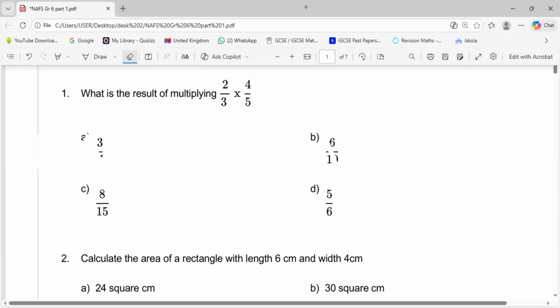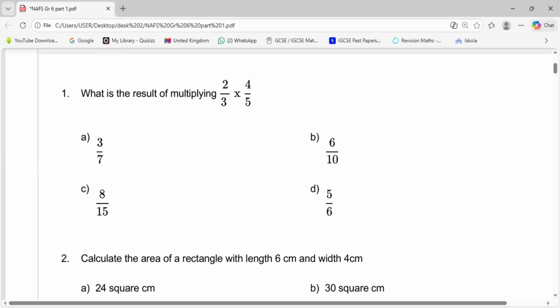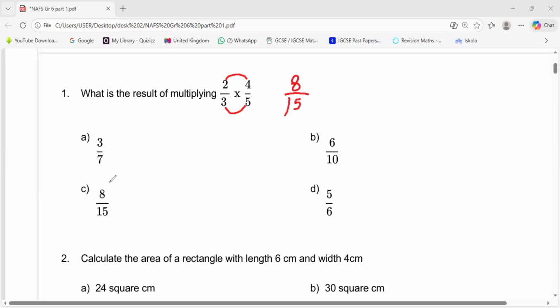The first one. What is the result or product or multiplication? The same, we have to multiply numerator by numerator and denominator by denominator. As we said before, before you multiply, simplify. You don't have any simplification between up and down, so here we just multiply. 2 multiplied by 4 is 8, and 3 multiplied by 5 is 15. Here is what we need.